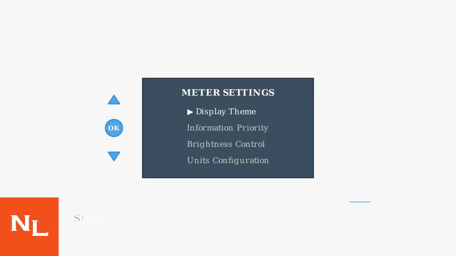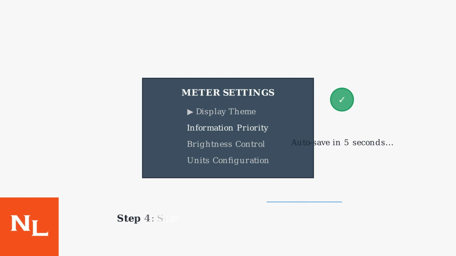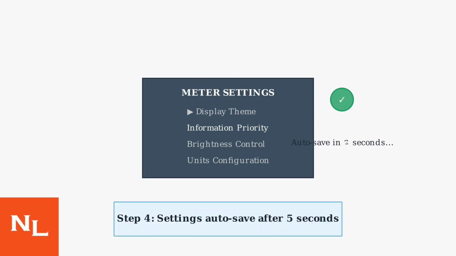Use the steering wheel arrow buttons to scroll through menu options. Press the OK or Center button to confirm your selections. Your settings will automatically save after 5 seconds of inactivity. No manual save is required.